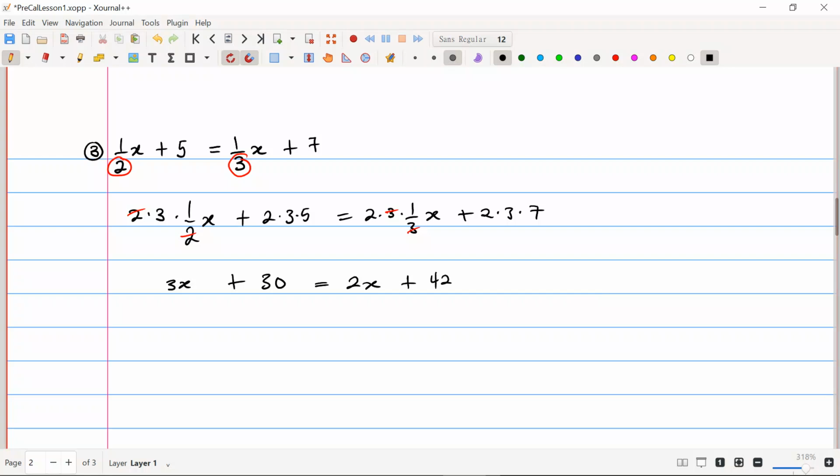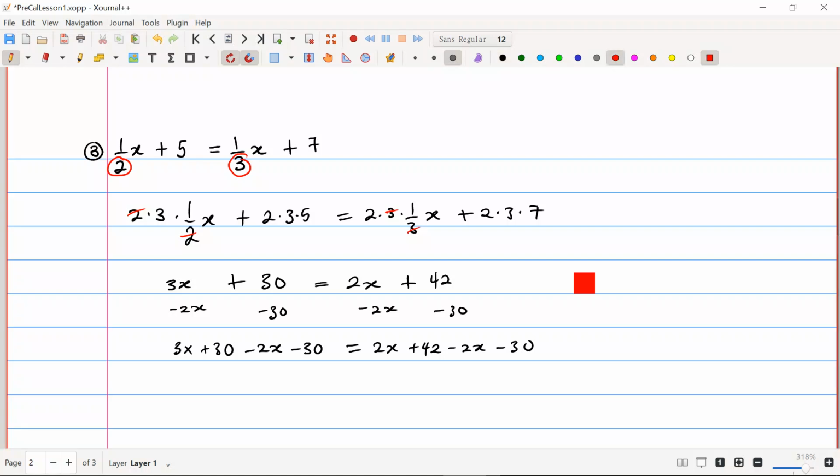Again, what we do is we want to make sure that the x's are on one side. So what I'm going to do, I subtract 2x from both sides, and then I'll subtract 30 from both sides, so that when I do that, I'm going to have 3x plus 30 minus 2x minus 30, and then equals 2x plus 42 minus 2x minus 30. Now if you do that, you realize this minus 30 and then plus 30 will go, minus 2x and then plus 2x will go.